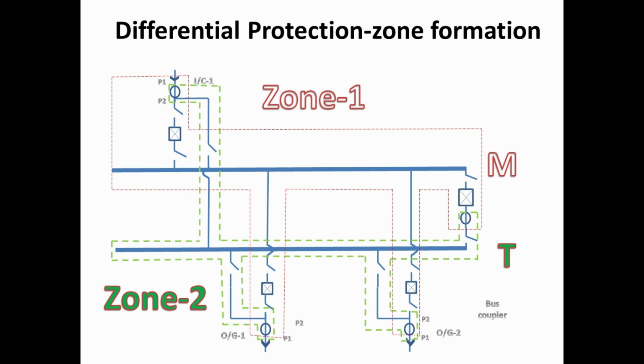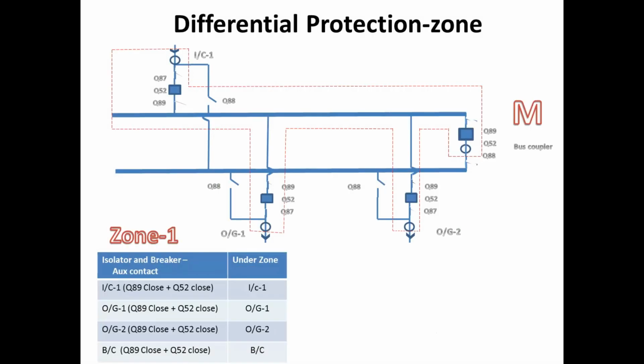by the auxiliary contact. That is, for incomer 1 it is covered by Q89 close contact and Q52 close contact. If these two close contacts come to the relay, if the two binary inputs get high, then only the relay will consider this incomer CT into this zone, otherwise it will not consider. So this auxiliary contact is the main formation of this zone.